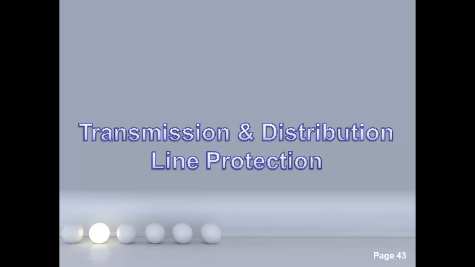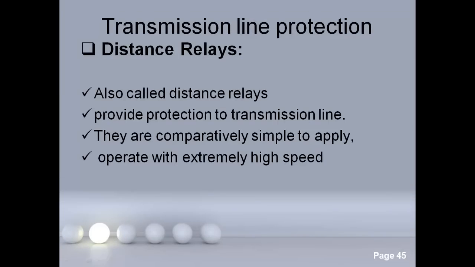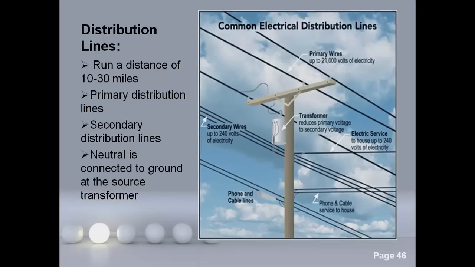Transmission and distribution line protection. First one is protection of the transmission lines. The protection of transmission lines is basically done by the distance relays. So they provide protection to transmission line. They are comparatively simple to apply and they operate at extremely high speed.